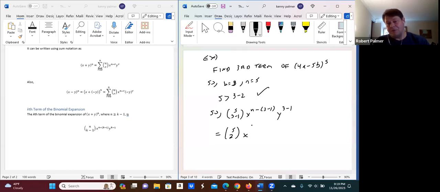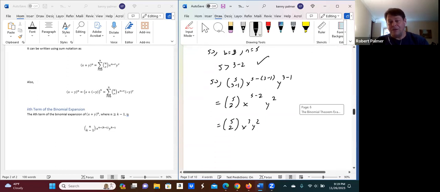And then our exponent is going to be 5. Oops, I should replace the n with 5. That's going to be 5 minus 2. The y, 3 minus 1 is squared. And so the coefficient is 5 over 2, and then it's going to be x cubed y squared. Now, let's double check that.